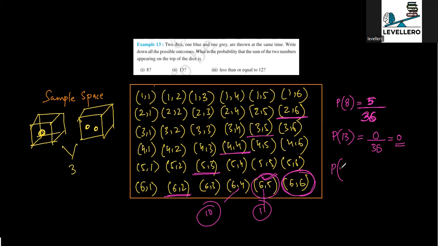Probability. Let's say we are finding the probability of event X of getting a sum less than or equal to 12. So this is going to be 36 over 36, which is 1.